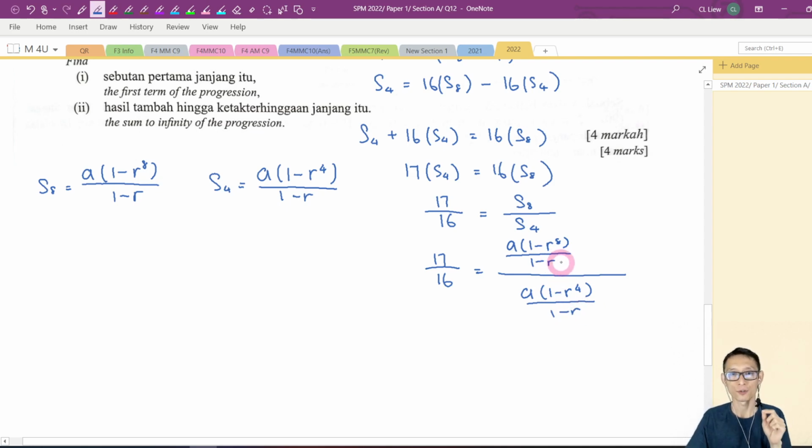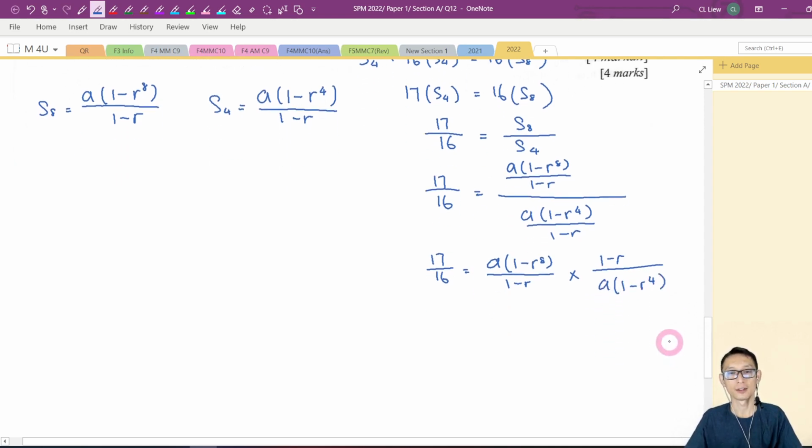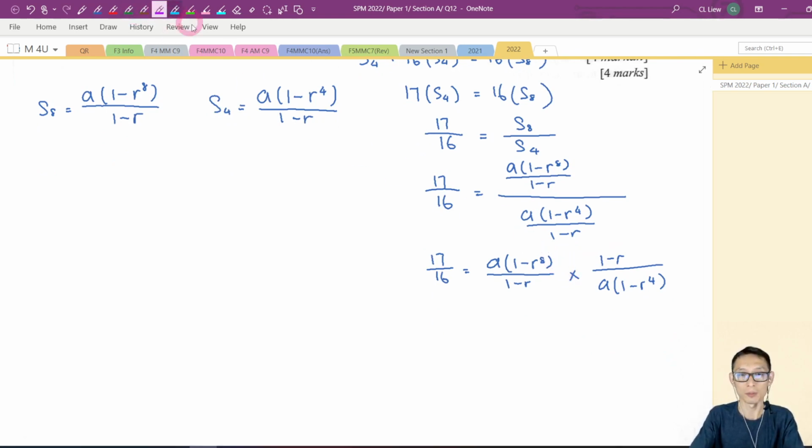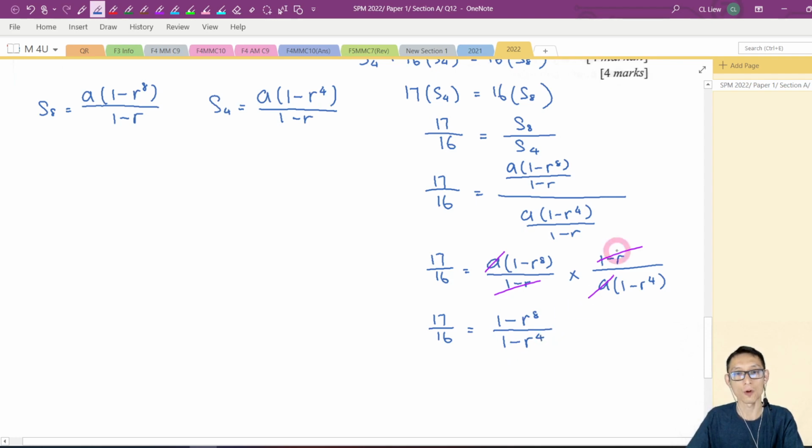But if I write like this, it's very confusing, right? So I'm going to change it to this. This is divide, so we can change it become multiply, and we flip over the numerator and denominator. Okay, this one look nicer. So we can start to simplify them. This is 1 minus r cancel, and this a cancel. So eventually we only have this: 1 minus r power 8 over 1 minus r power 4.